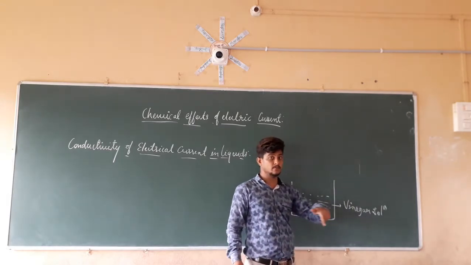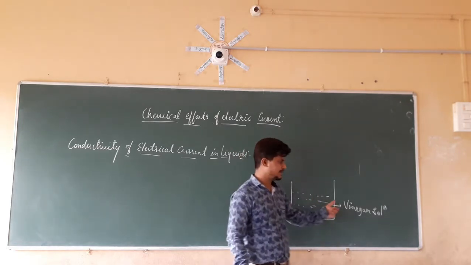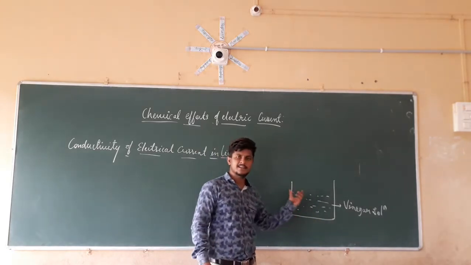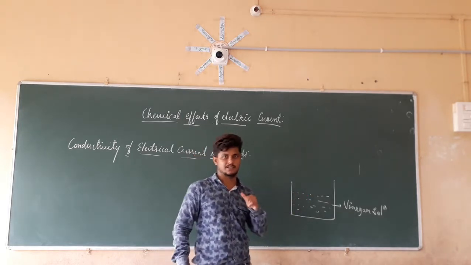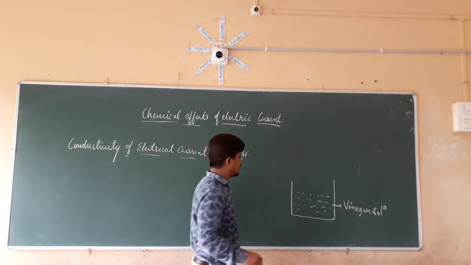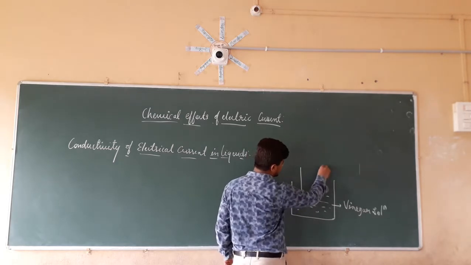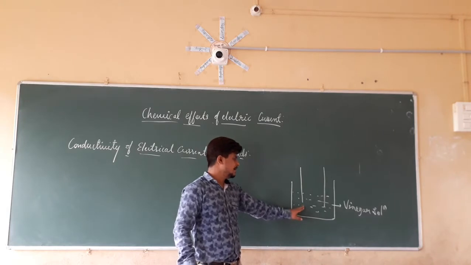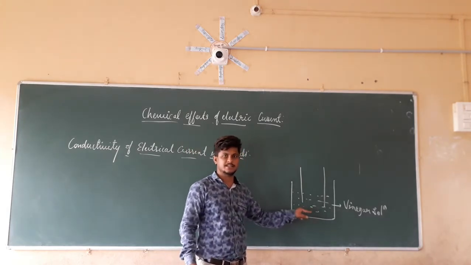In order to check the conductivity of electric current, you can take lemon juice, or you can take the vinegar solution, or you can take a salt solution. In water, you can add salt so that we can check the conductivity of electric current. So to check the electric current in this liquid, what are we going to do? We are going to take two wires. Both wires will be suspended in this liquid.